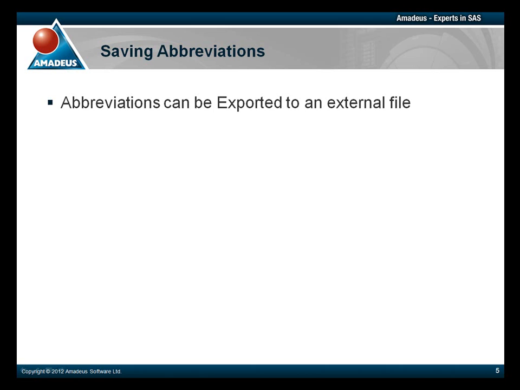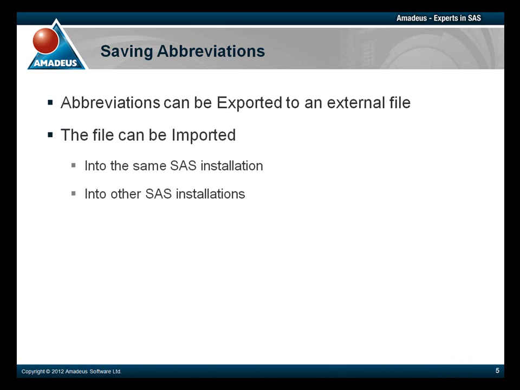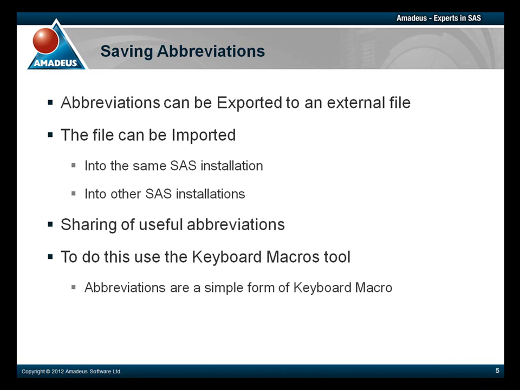Once an abbreviation has been created, it is possible to export its definition to a separate file. This file can then be imported back into SAS as a backup or imported into a completely different SAS installation. This makes it easy to share useful abbreviations among colleagues. The import and export process is done via the keyboard macro facility. This is because abbreviations are in fact a simple form of keyboard macro.